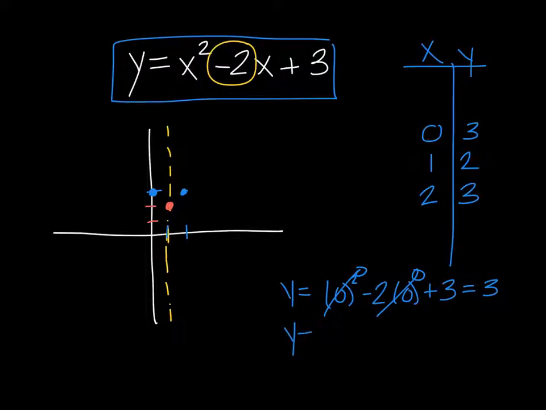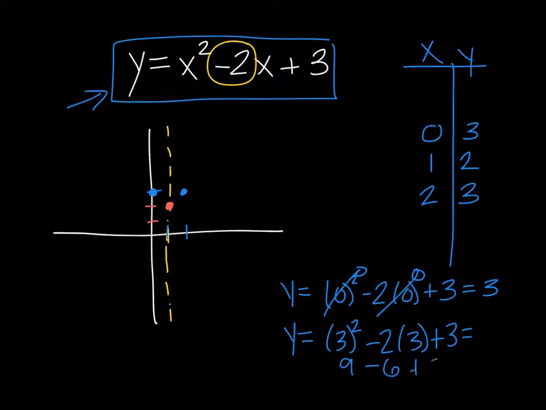So still the same equation. We're still using this equation here, but I'm plugging in 3 for x. And so 3 squared is 9. 2 times 3 is 6, plus 3. It's a pretty big number actually in itself. 9 minus 6 is 3. 3 plus 3 is 6. So when we plug in 3, we got 6.